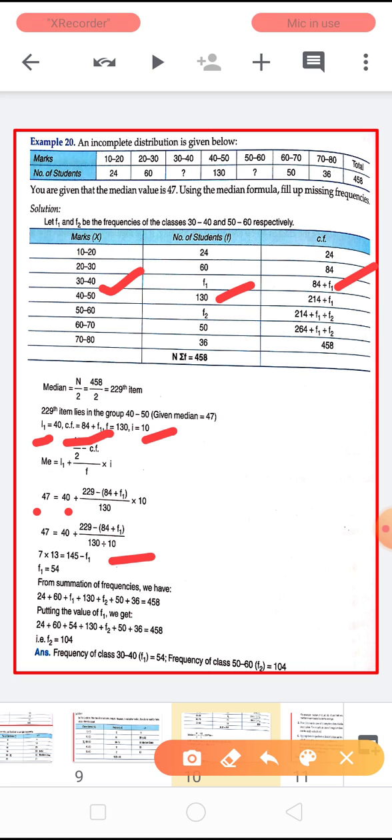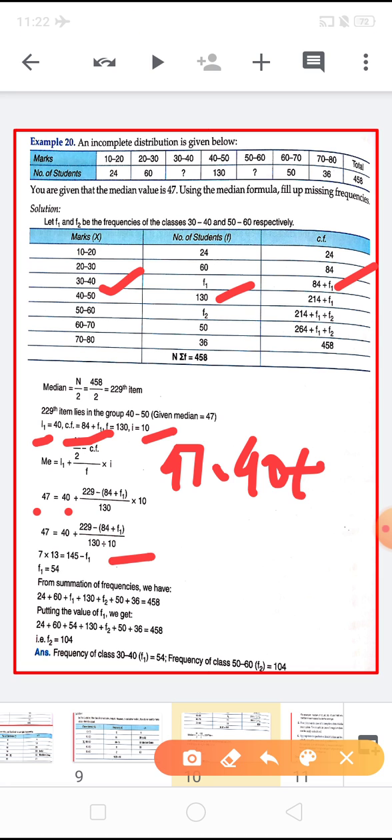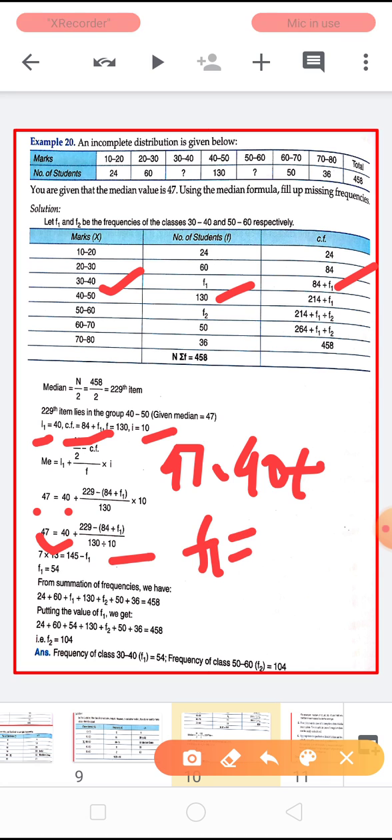47. So in between we have 47 is equal to 40 plus 229 minus 84 plus F1. So 229 minus 84, that is 145, and minus F1. So by cross multiplication we will get 13 multiplied by 7. This 40 we will send to the left hand side and subtract from 47. It becomes 7 there, and 7 multiplied by 13 is equal to 145 minus F1. So F1 is 54. So the frequency of the class interval 30 to 40 is calculated.